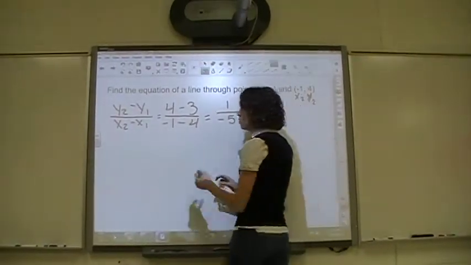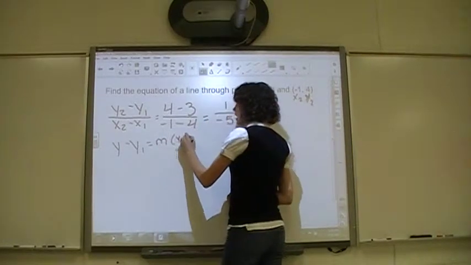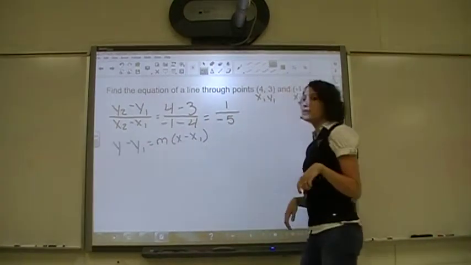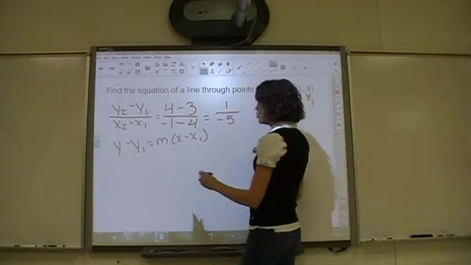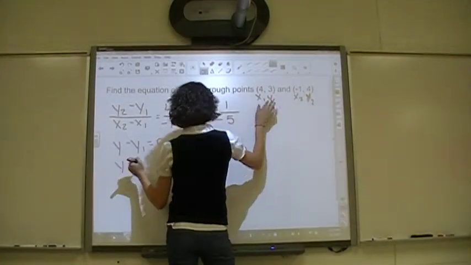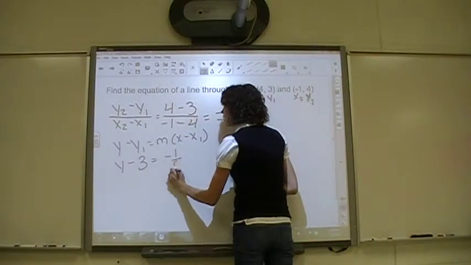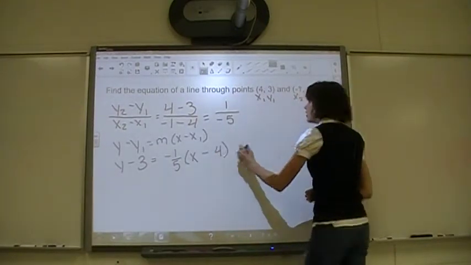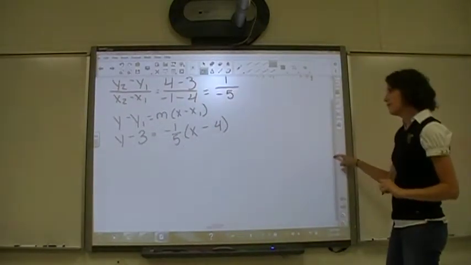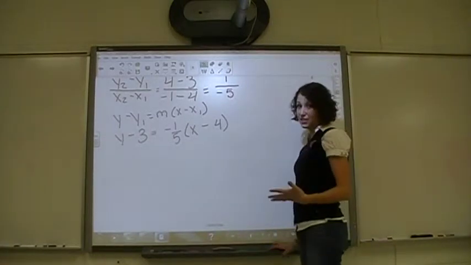And let's go ahead and use our point-slope form. Y minus y sub 1 equals m times x minus x sub 1. As I said before, it doesn't matter which point you pick, so it's up to you. So we have y minus my y sub 1 is 3 equals m, which is -1/5 times x minus my x sub 1 is 4. Now, because we have a fraction as our slope, let's go through and clear fractions. It might be a lot easier to do that.